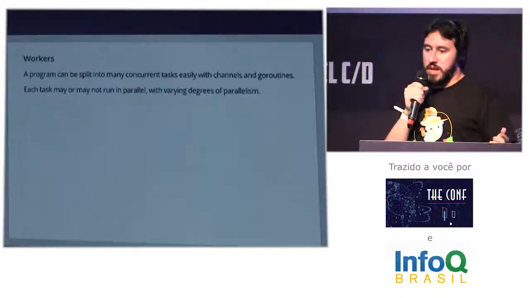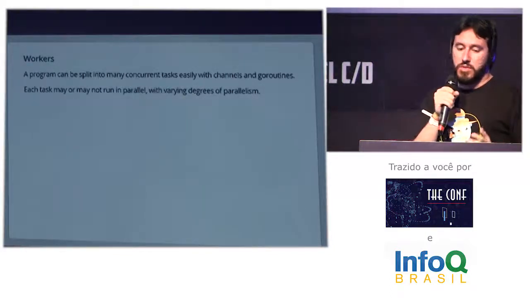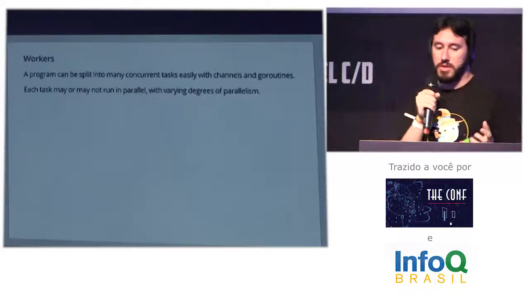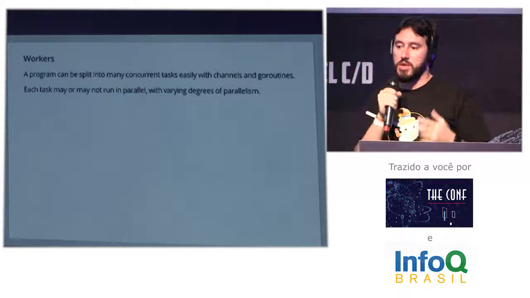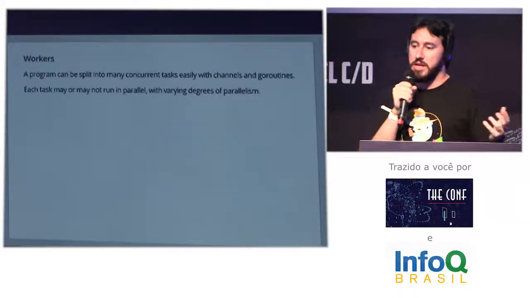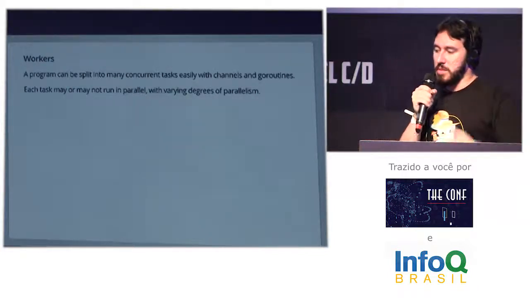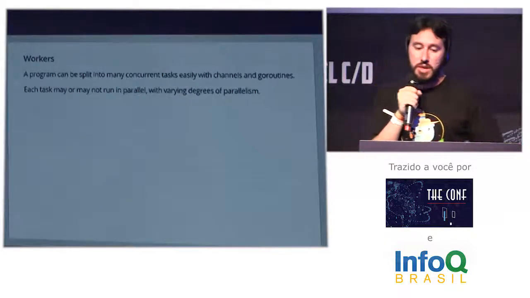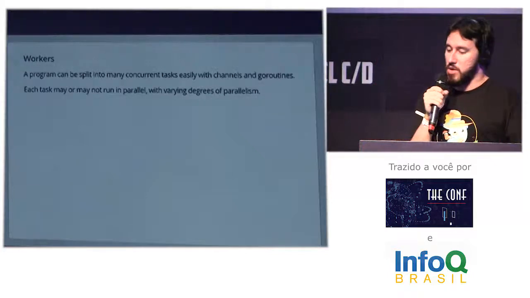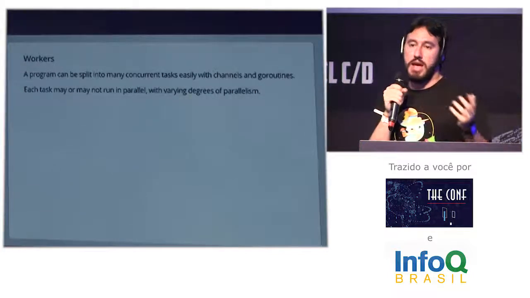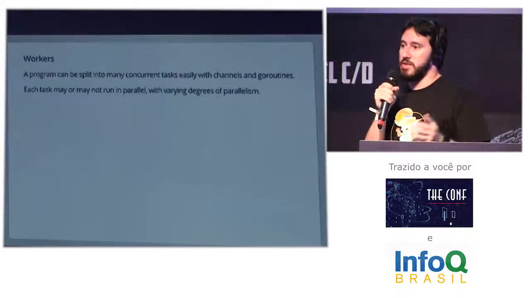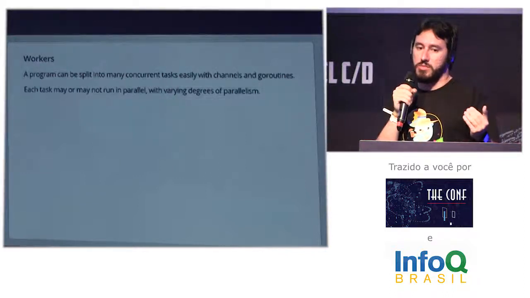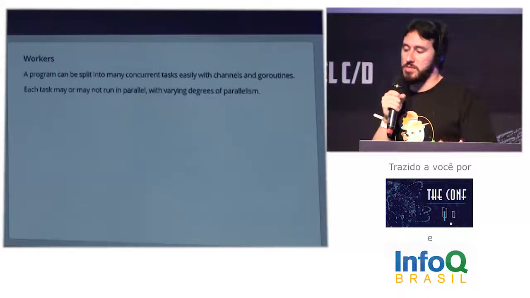When we use all of that together, we can split the program into several workers. If you can think of your program as a series of separate tasks that can run concurrently, they need to pass data from one to the other, but they are independent. You could run them in parallel easily or concurrently with channels and goroutines. Each task may or may not run in parallel, and you may have several degrees of parallelism. So if a piece of your program is slower than the other pieces of your program, you might want to run it with more parallelism than the rest of the program.